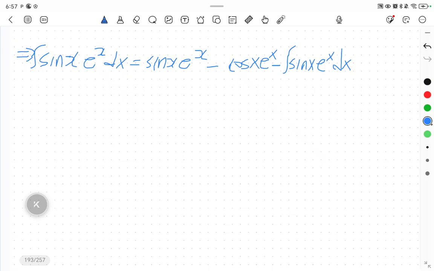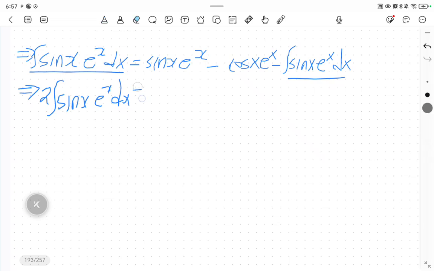This will be minus. So this will be, I take this, you see this is the same as this. So I'll take it to the other side. This will imply, if I take it to the other side, this will become 2 times the integral of sine x e to the x dx. This will be sine x e to the x minus cos x e to the x. Then I divide by 2.